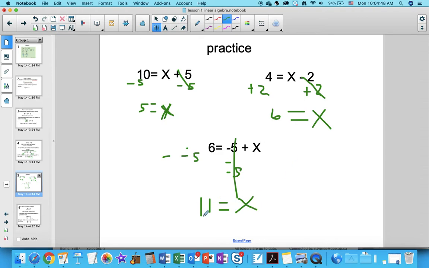And you can test your answer. Put 11 into x, right? You can put 11 instead of x here, and you can go minus 5 plus 11. Well, that would be 6.